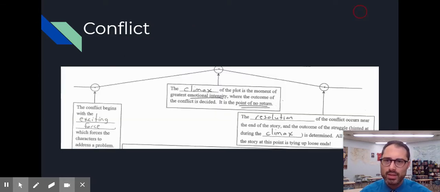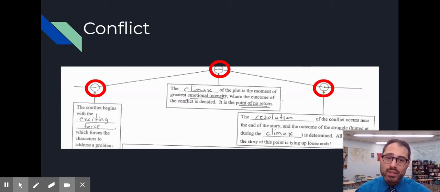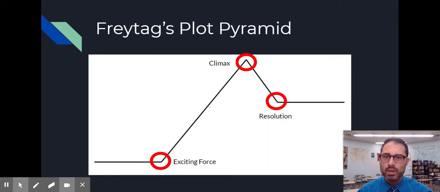So let's take a look at this. If you remember back to conflict, and if you don't, listen to that video again, we have our exciting force where the problem starts, our climax where our two forces that are against each other clash, and we might be able to foresee the direction of the story, which will lead us to a resolution where the conflict is no more. Now, we will be looking at Freytag's plot pyramid.